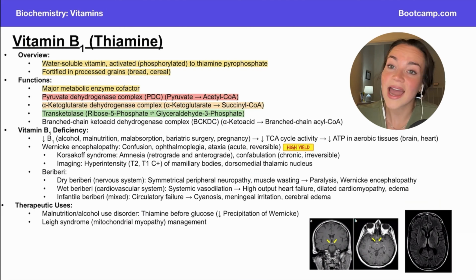And then finally, the last big important enzyme that we'll talk about that requires vitamin B1 is the branched chain ketoacid dehydrogenase complex, or the BCKDC. We talked about this when we talked about the metabolism of branched chain amino acids and maple syrup urine disease. The BCKDC turned alpha keto acids into branched chain acyl-CoAs.